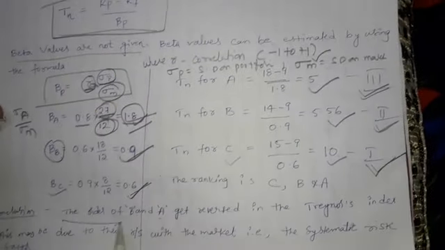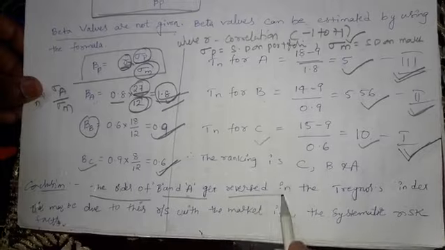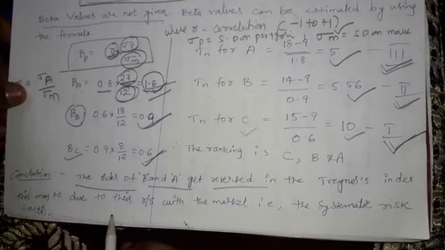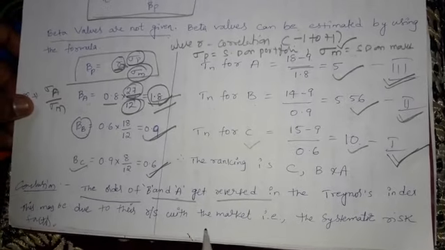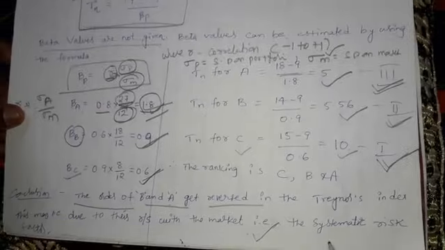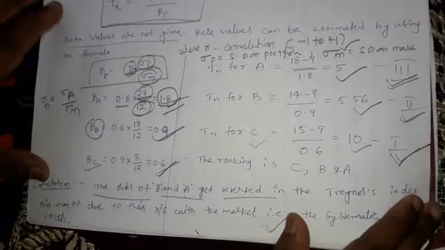Here the difference between these two methods is that the order of A and B gets reversed. That means reverse in Treynor's index. This may be due to their relationship with the market, that is the systematic risk factor, that means beta factors, right? So this is very important, students.